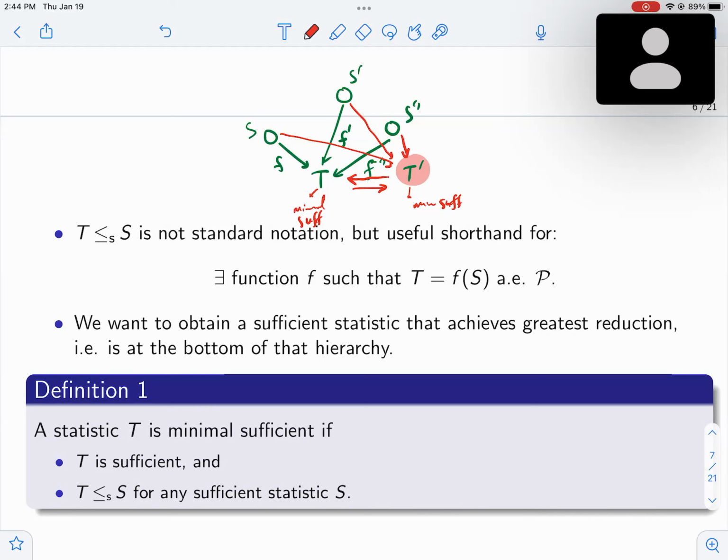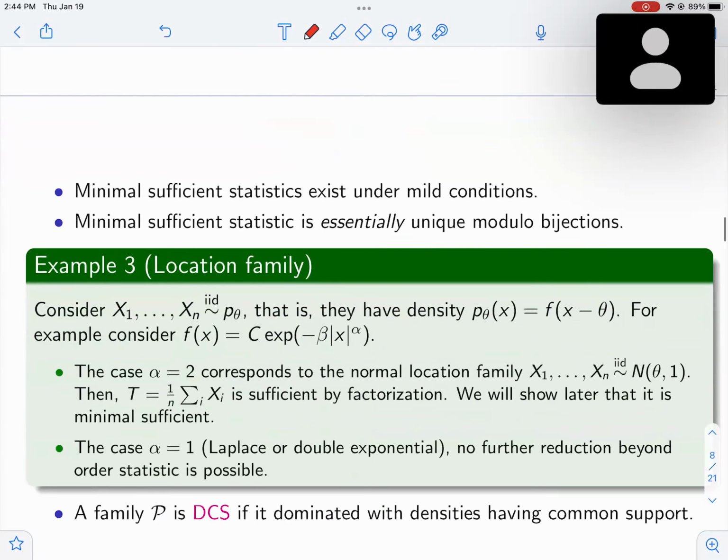Okay, let's now try to see if we can find a minimal sufficient statistic. It's sort of unique, sort of. They exist under mild conditions. They're essentially unique modulo bijections. That's what I mentioned. So let's see some examples which are going to be helpful.